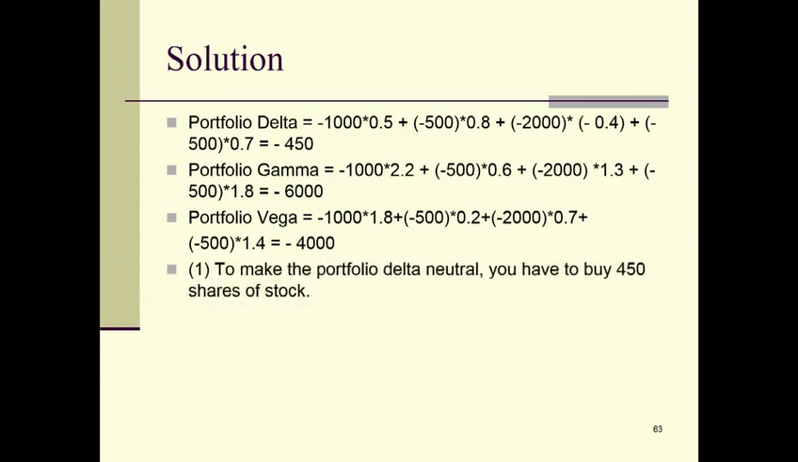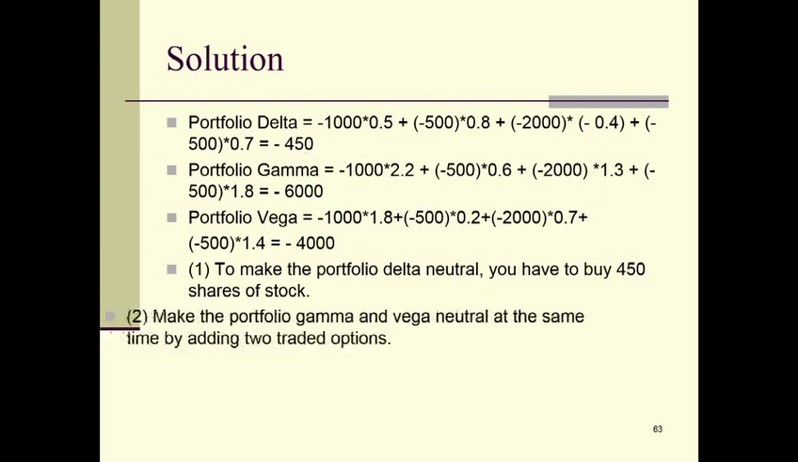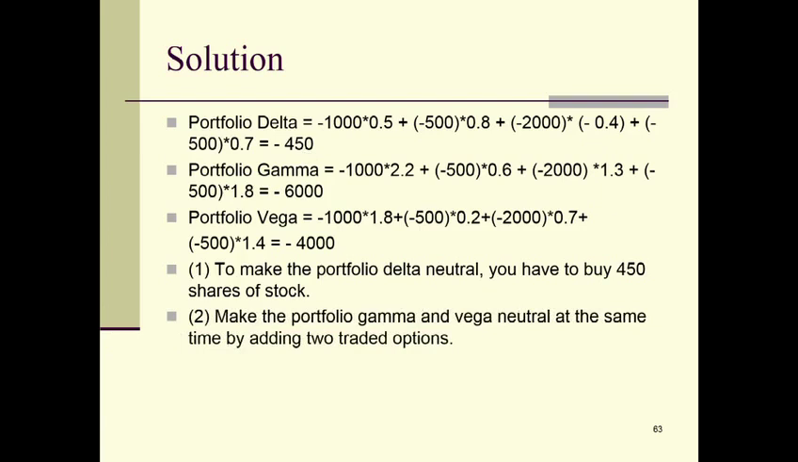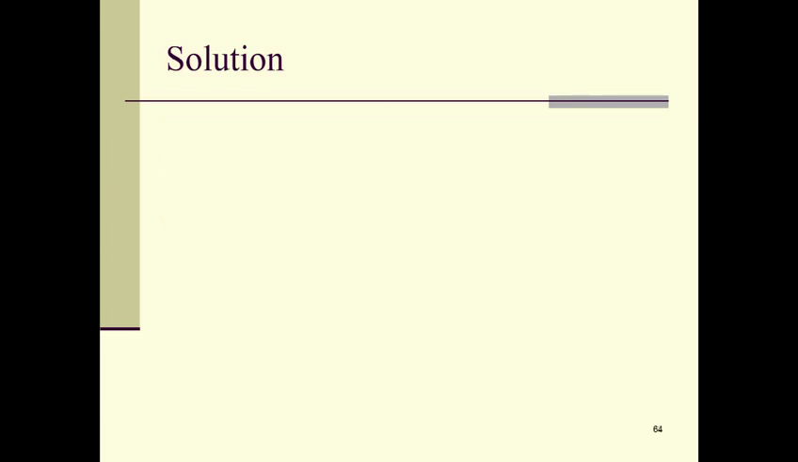Okay, so to make it delta neutral, you then have to buy 450 stocks. Okay, because your delta is 450. Now, in order to make it portfolio gamma and vega neutral, you now have to use the other two options. Now, when you use the other two options, you're introducing new items into your portfolio, right? In doing so, you will also then be introducing the delta of these two options into your portfolio. Okay? So the solution is this.